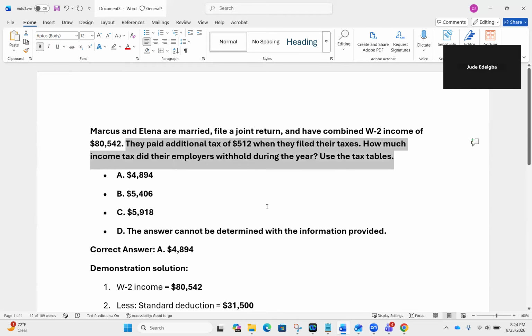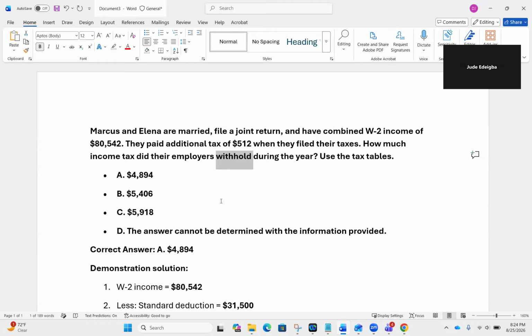Now, this is an interesting case. The interesting part is that they paid additional tax of $512, which means they already paid part of their tax liability, and they paid it in the form of what we call withholding. Withholding is when you earn wages, your employer deducts some money from your gross pay and gives that to the IRS on your behalf. That's what we call withholding.